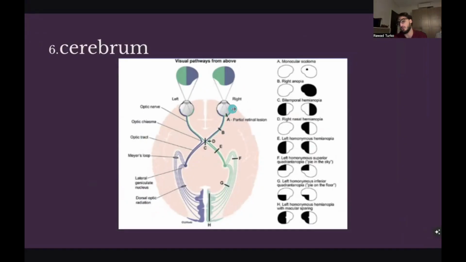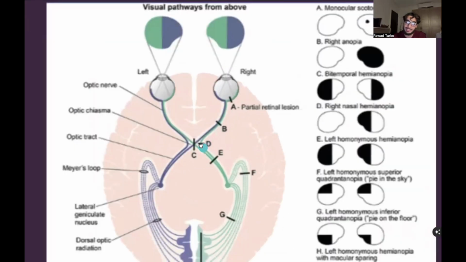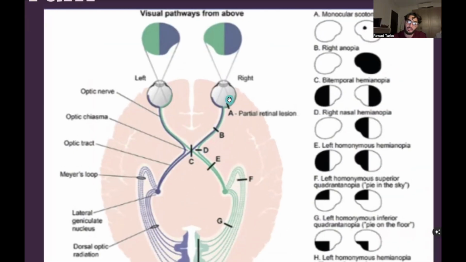Okay, if you have damage to the right side of your retina, if that makes sense. All right, and again, if you have damage to the optic nerve, it's just right anopia because it's supplying your entire visual pathway in your right eye. C would be bitemporal hemianopsia. D would be right nasal hemianopsia, and obviously that's because you're targeting specifically the nasal vision of your right eye.